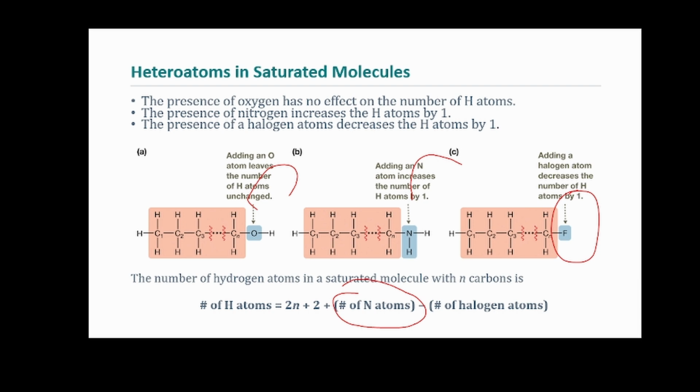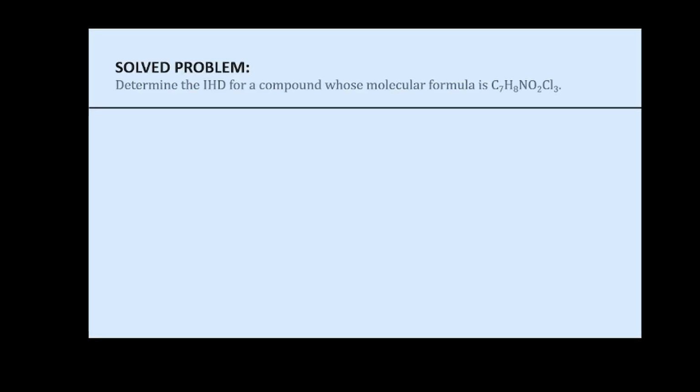You can kind of think of the hydrogen as being sort of an honorary halogen, right? It's a halogen that doesn't hold on to its electrons well. Okay. Okay, so let's determine the IHD for a compound whose molecular formula is so.